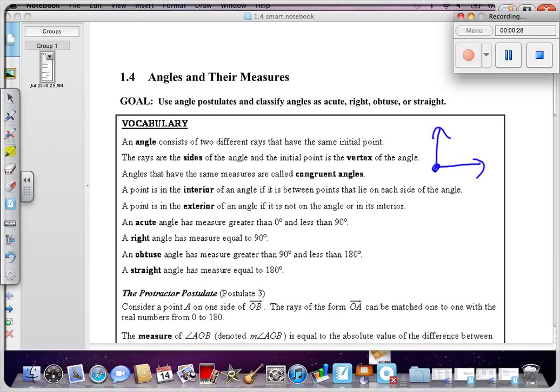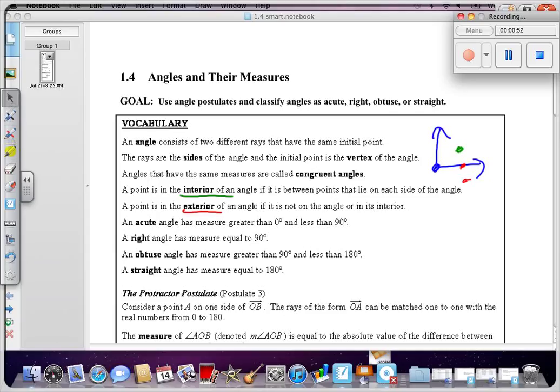Angles that have the same measure are called congruent angles. A point is in the interior of an angle if it's between the points that lie on each side of the angle. A point is in the exterior if it's not on the angle or in the interior. Okay? So let's do this. Interior point. Ta-da! Exterior point.